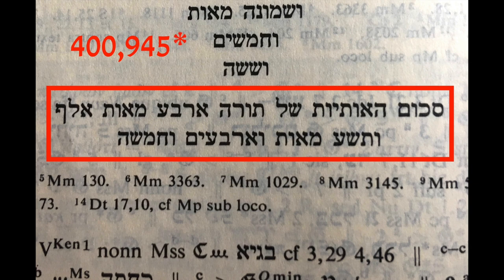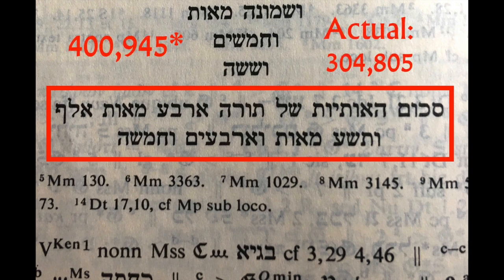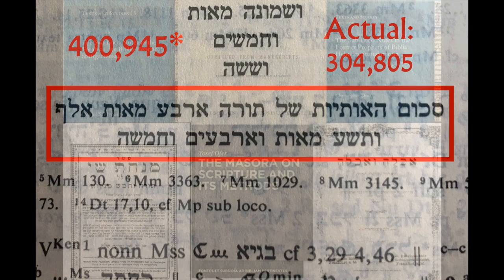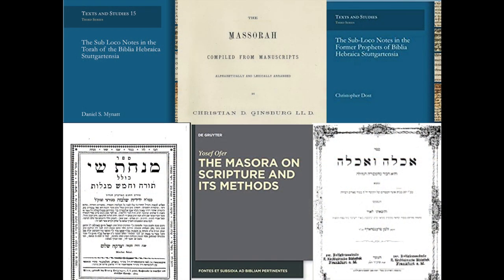This number is actually off by about 100,000. The actual Torah scroll has 304,805 letters in it. And this begs the question, how did this happen? How were the Masoretes so far off? Were they counting differently? Did they have different traditions? And so this opens one up to the world of Masoretic studies, and it's a great world with many different books and many different avenues to study, but that's not for us right here, right now.